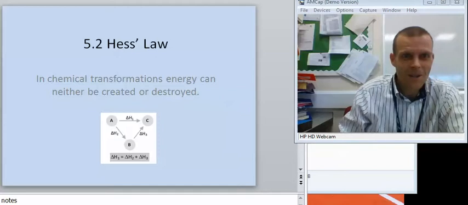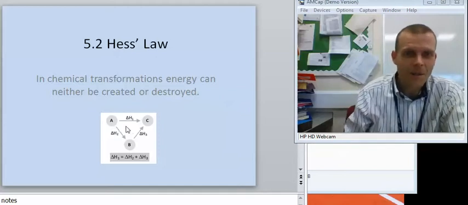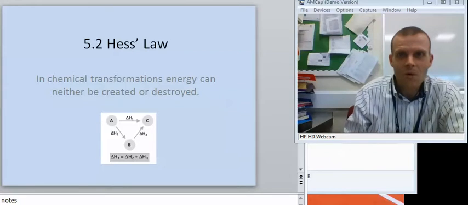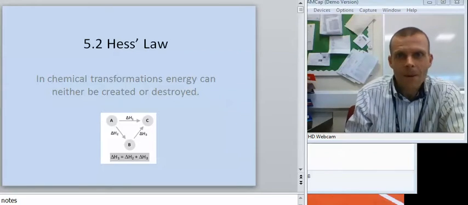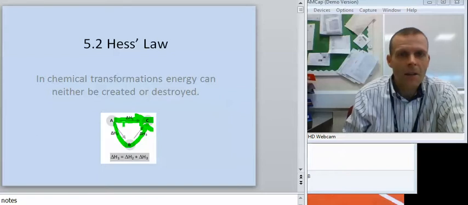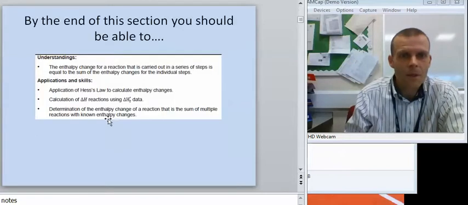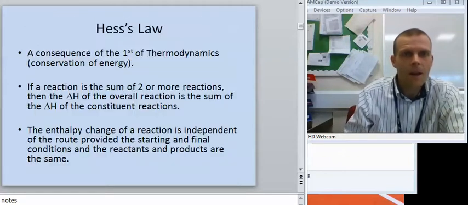So we're looking at Hess's Law, and this is kind of our basis of Hess's Law. This sketch sums it up nicely: if we're moving along this path, it's the same as if we were moving that way. As long as we start and finish in the same place, the overall energy change is going to be the same. So this is what we need to be doing by the end of this unit, and there'll be quite a few simple calculations to look at.